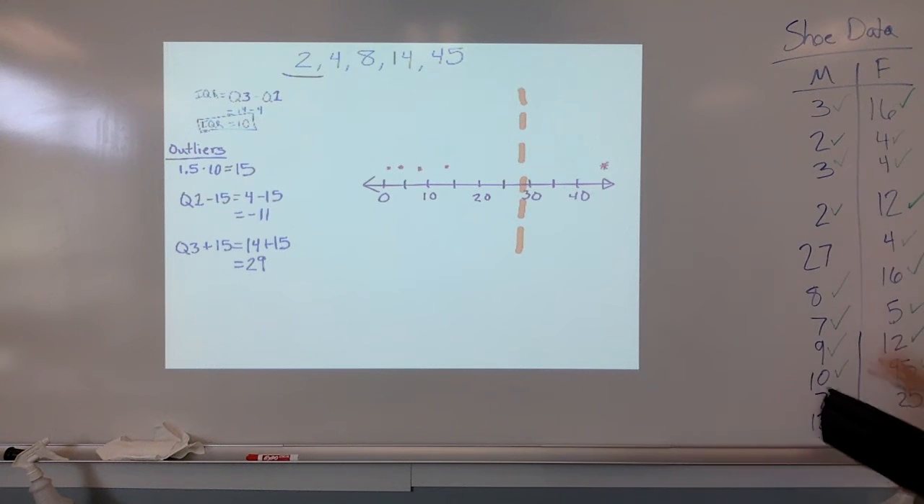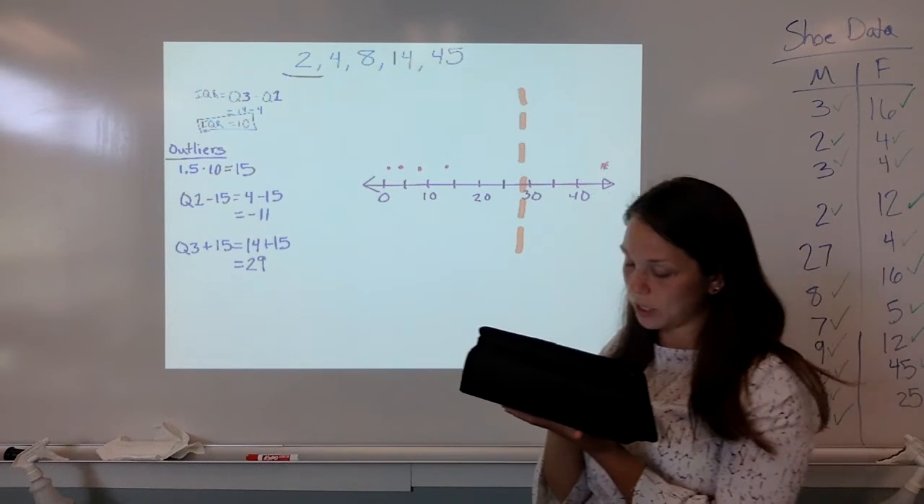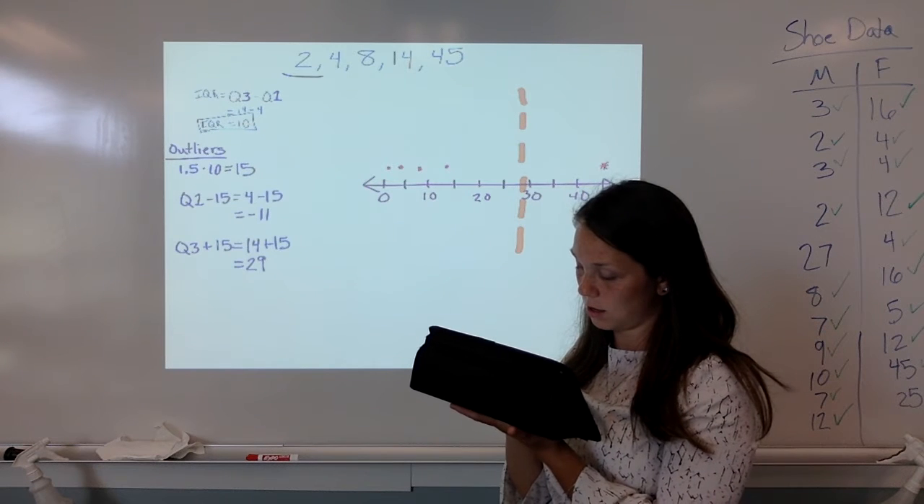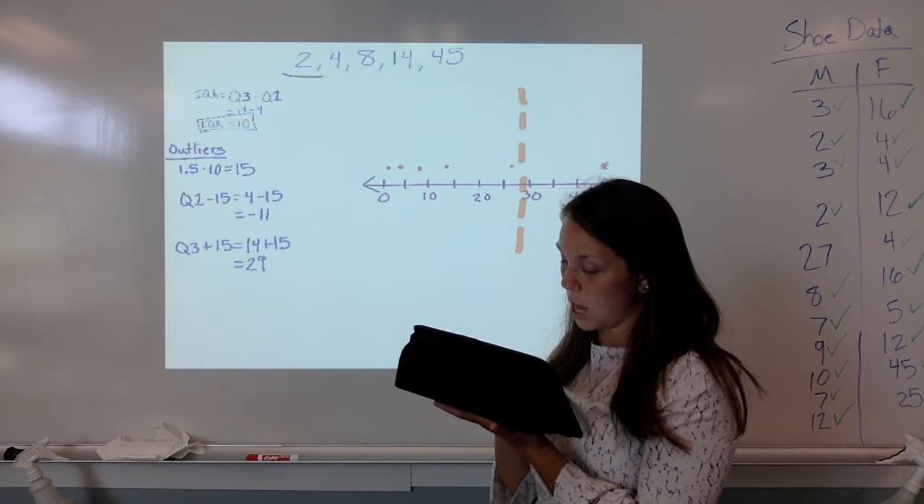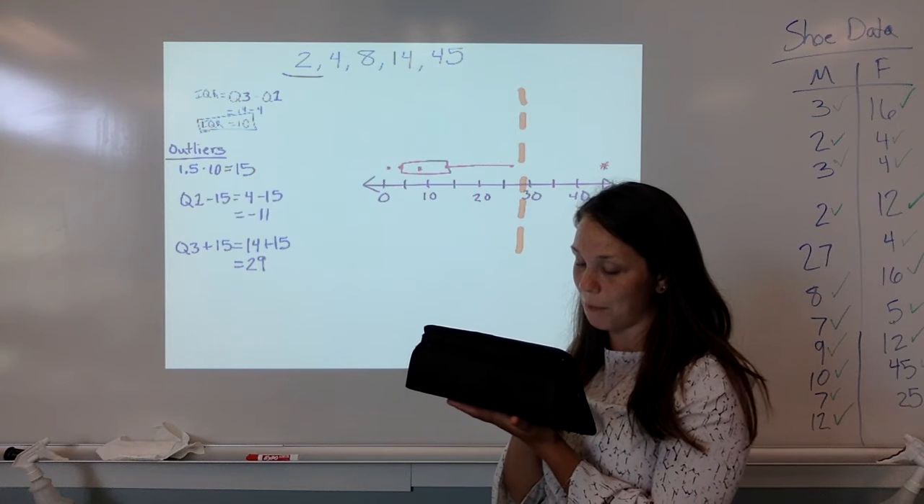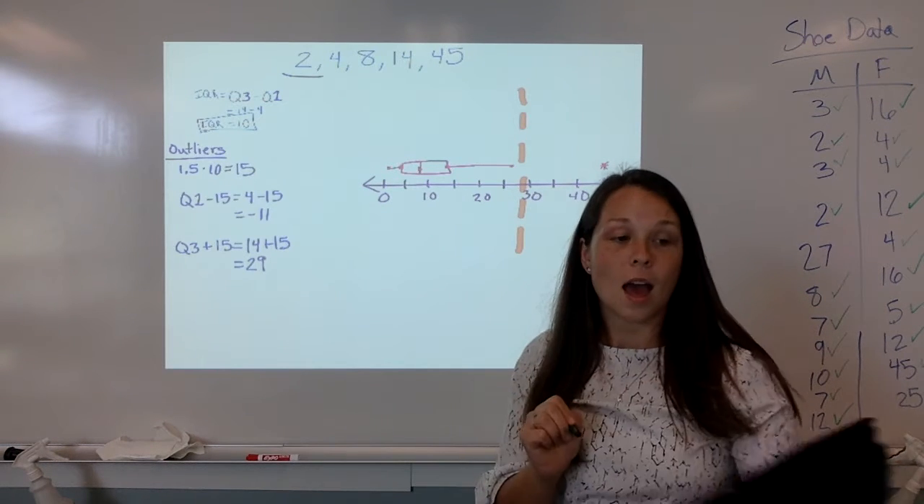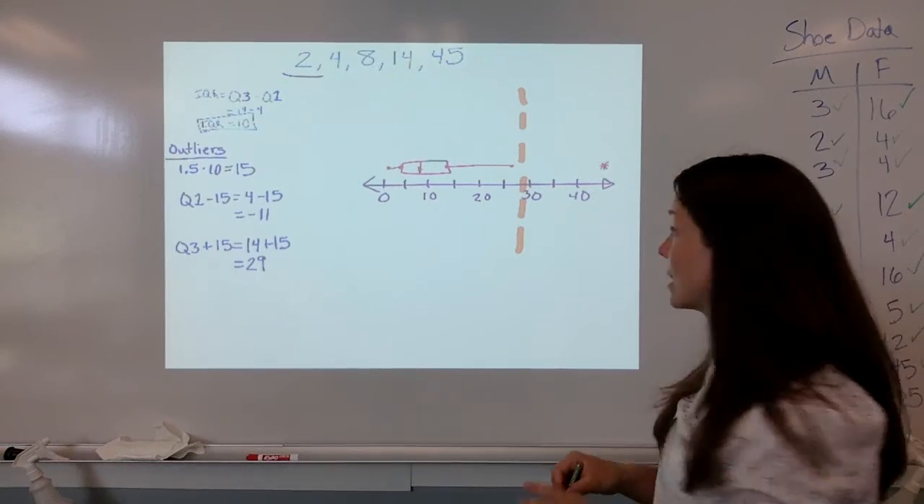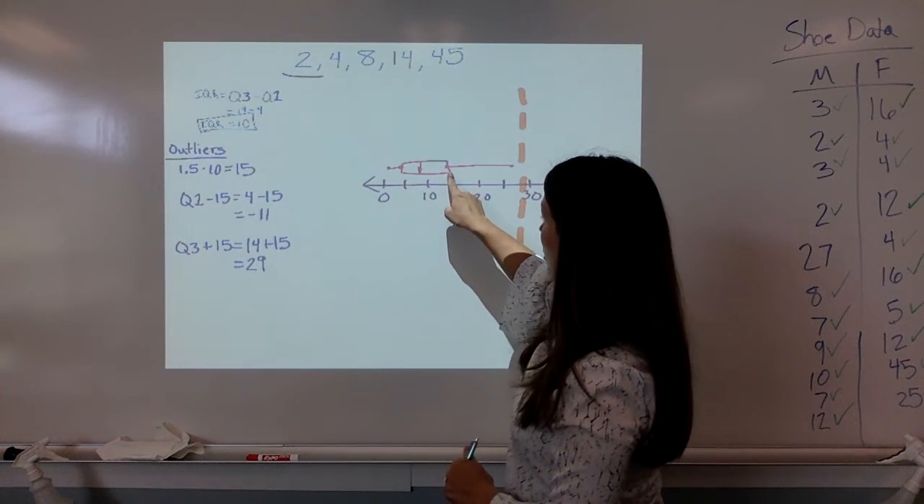And then looking at our data set, what is the next smallest number? For us, that would be 27. So I'm going to do a dot at 27, because that 27 value is now going to be my max that I'm graphing. And then I connect my box with Q1, median, and Q3.